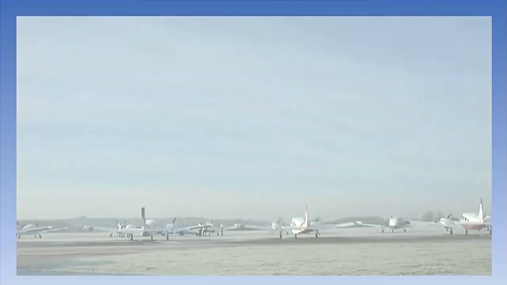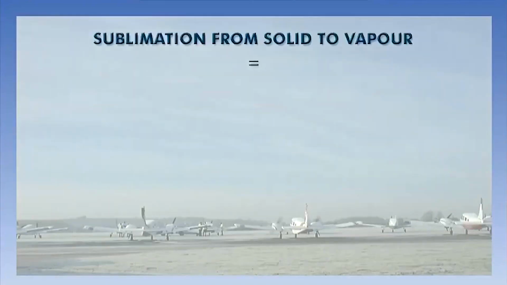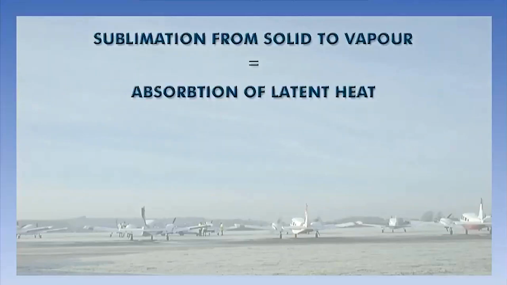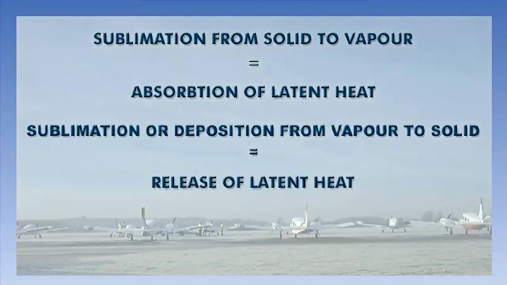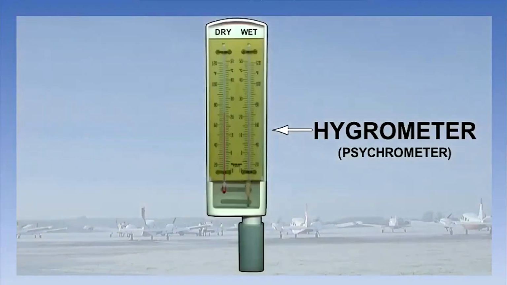Note that both of these phase changes miss out the liquid phase. Sublimation from ice to water vapor absorbs latent heat, and sublimation or deposition from water vapor to ice releases latent heat. In meteorology, it is vital to know how much moisture the air contains at any one point.